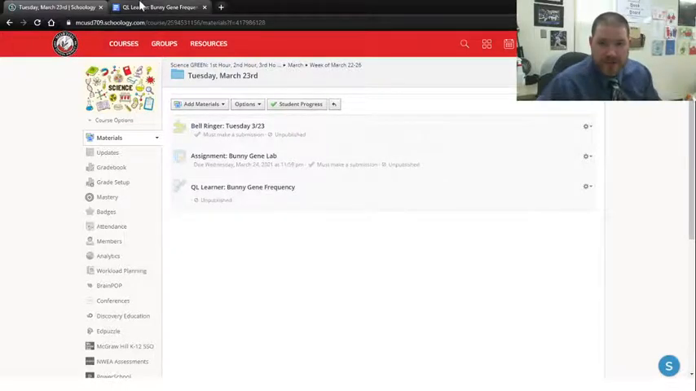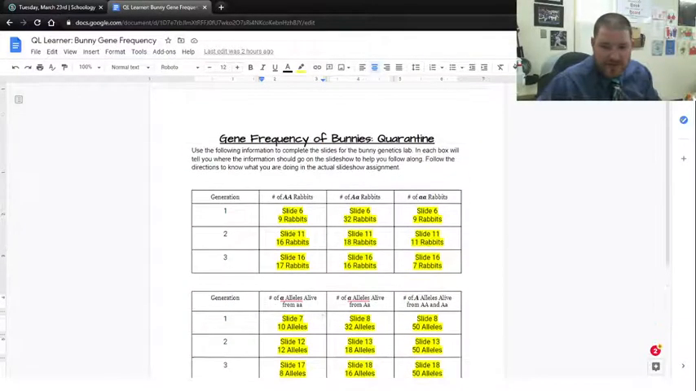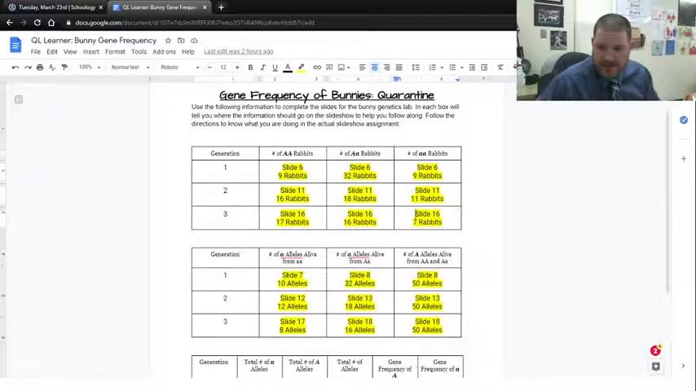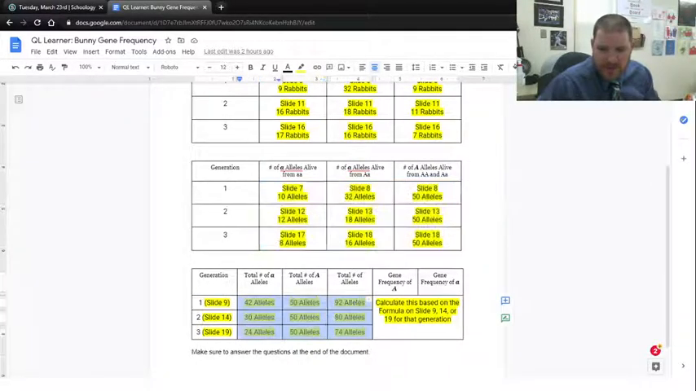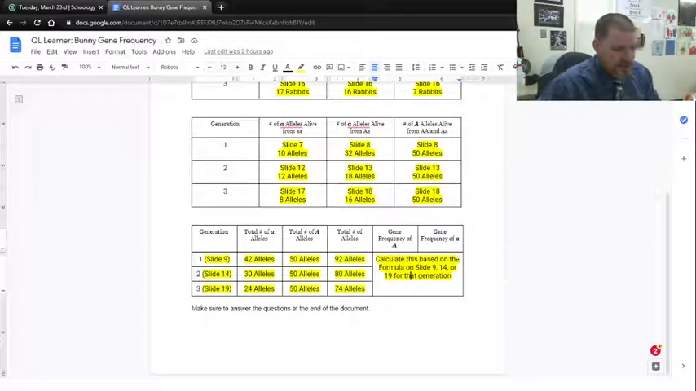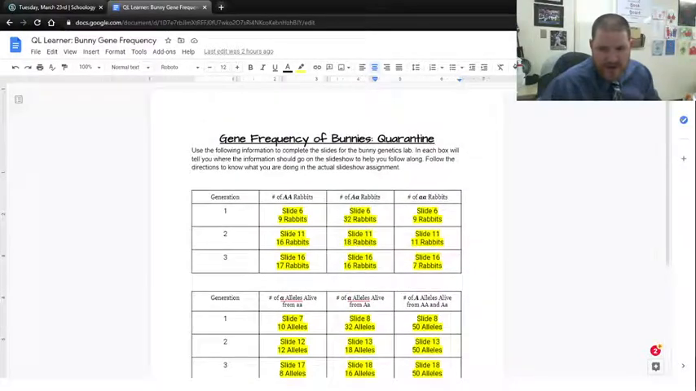data for you. So when you pull up this data, here's what it'll be. I've got them broken up by rabbits by generation, the number of alleles per generation, and then the total number of alleles in those generations, so that you can jot those numbers into your slideshow, and then you need to calculate specifically gene frequency yourself. So you'll have to do the addition and dividing and multiplying, but all of these are here, and I tell you what specific slide these numbers go along with.